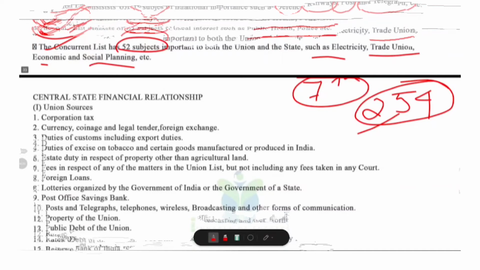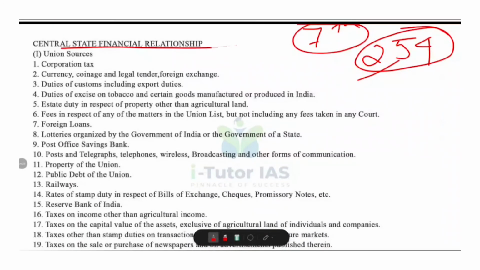Okay. Now, center-state financial relationship. First one, union sources of revenue, that is, of the central government. The central government has certain exclusive sources of revenue, okay, and these are mainly entrusted to the center because they require uniform national level administration, involve international dealings or need large financial resources. So below is the clear list of union revenue sources. Let's look at it one by one.